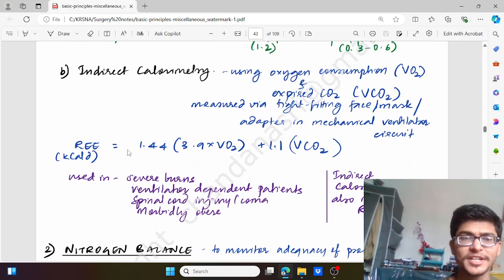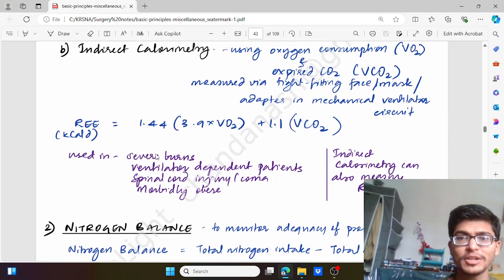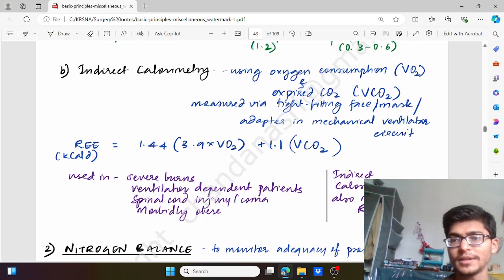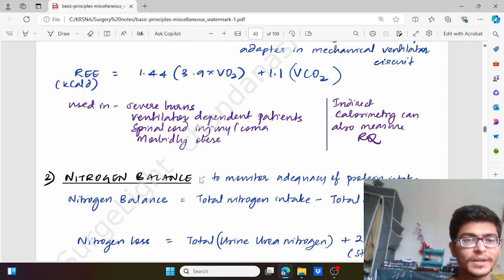So resting energy expenditure is calculated as 1.44 into 3.9 into oxygen consumption plus 1.1 into carbon dioxide expired. It is used in severe burns, ventilator dependent patients, spinal cord injury or coma patients, or morbidly obese patients. It also helps in measurement of the respiratory quotient.